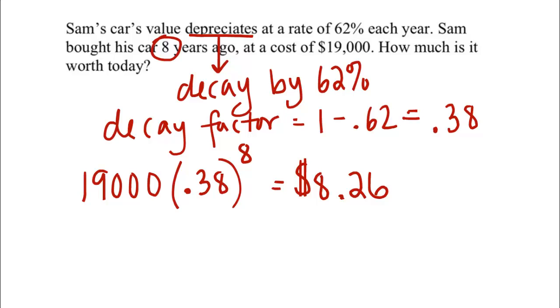the decimal. That might seem a little silly. I don't think that's very real-world accurate. I don't think your car is only worth $8.26 after only 8 years. But in terms of the question, if we're really, truly depreciating at 62% each year, then yeah, after 8 years, it seems as if mathematically our car is worth about $8.26.